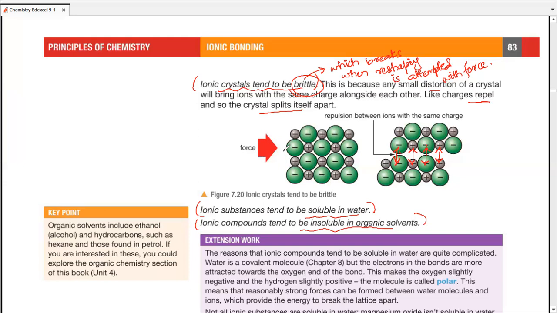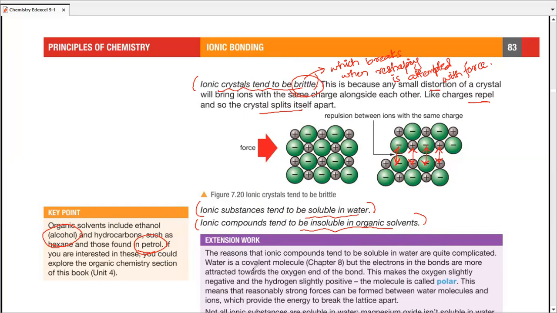All right, so next up is solubility. They tend to be soluble in water and they do not dissolve in organic solvents. Organic solvents such as petrol, such as alcohol. These are the organic solvents mentioned. They have mentioned alcohol over here or petrol over here. These are organic solvents, so ionic compounds do not dissolve in organic solvents. However, they do dissolve in water.